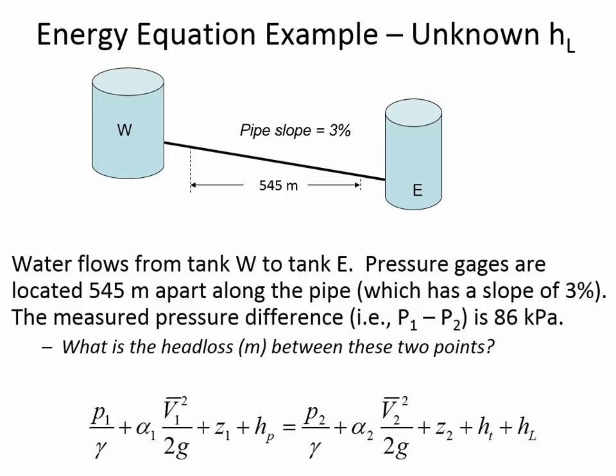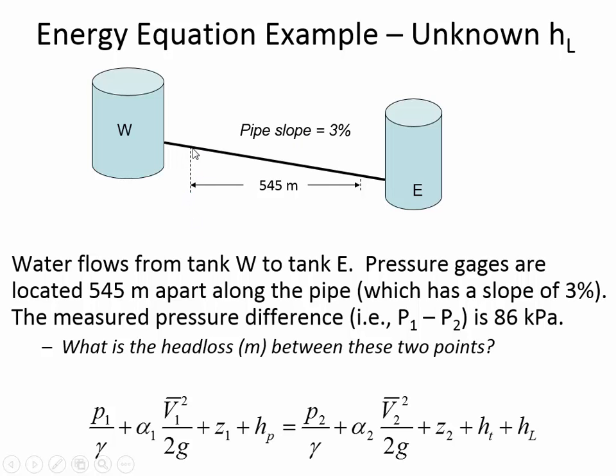We have two tanks that are connected by a pipeline that's physically sloped. Now, in future classes, we're going to talk a lot about slopes, and sometimes we'll talk about the slope of the pipe. Sometimes we're going to be talking about the slope of the energy grade line, which is something different. Here, this slope is referring to the physical slope of the pipe, meaning that as the water flows from west to east, it does that through a pipe slope of 3%.